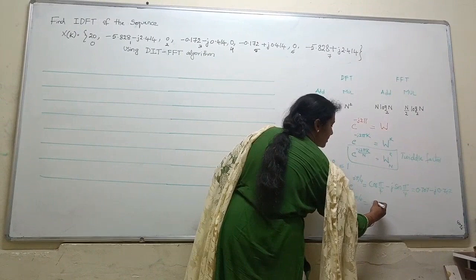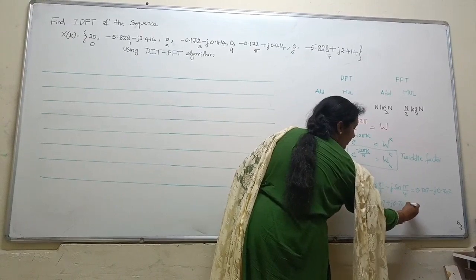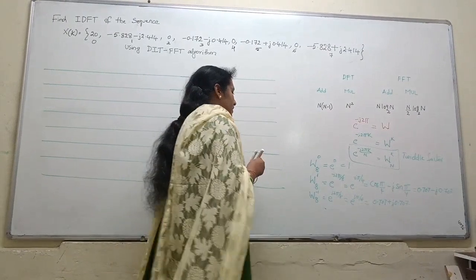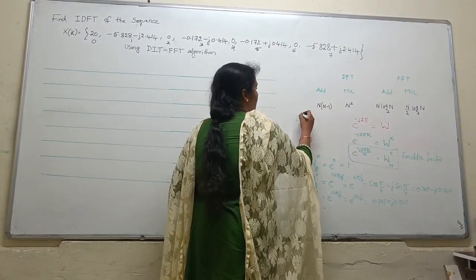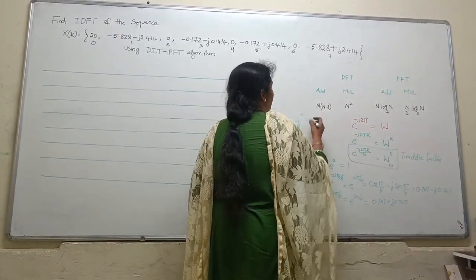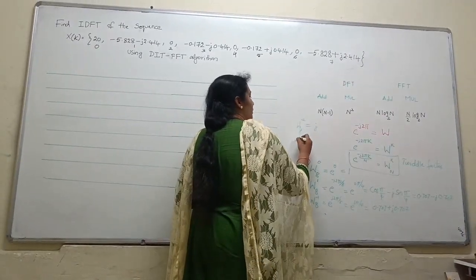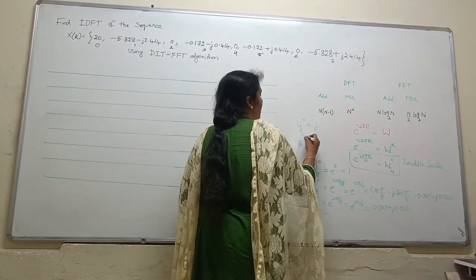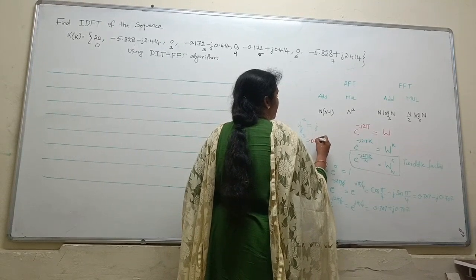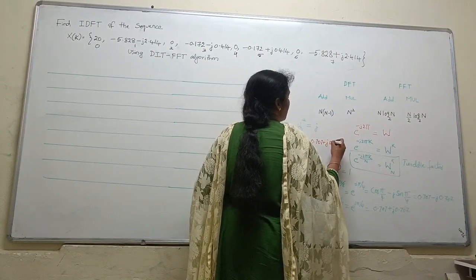Hence, you will get 0.707 plus j 0.707. I think it is clear for you. That means if we write W power minus 2 for the 8-point DFT, then it is simply j, and W8 power minus 3 can be written as 0.707 minus j plus j 0.707.